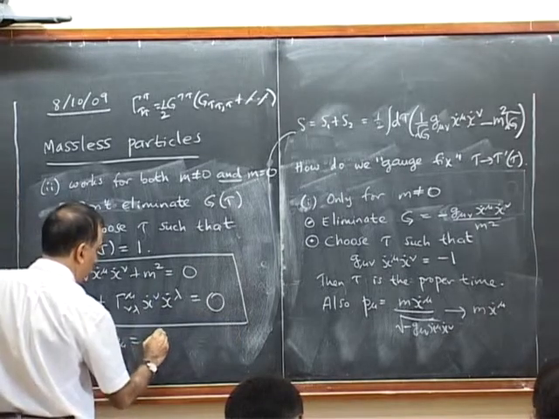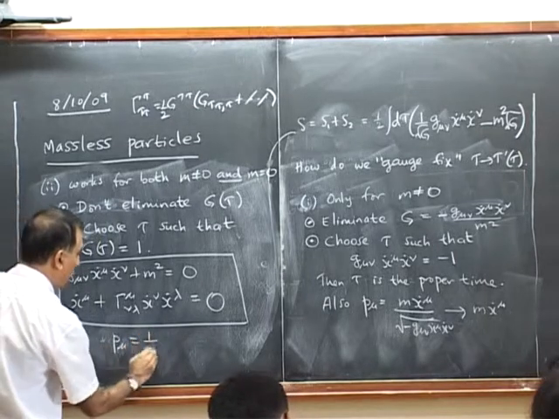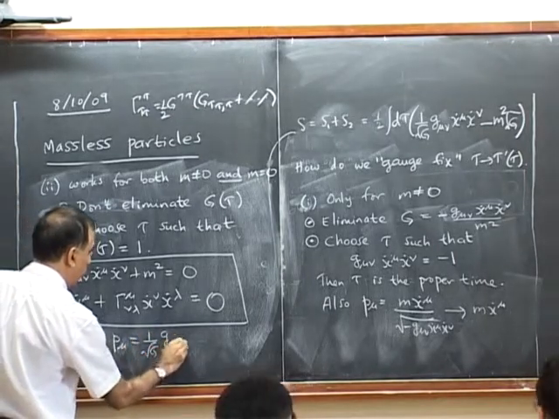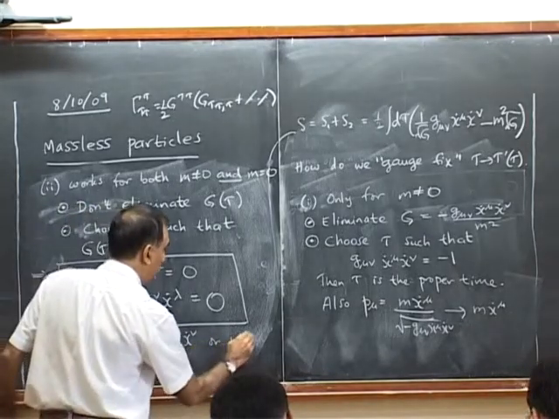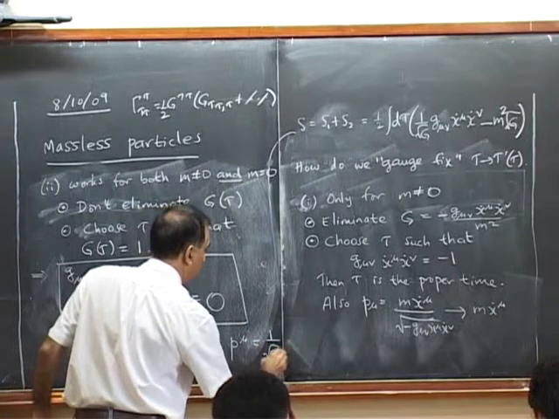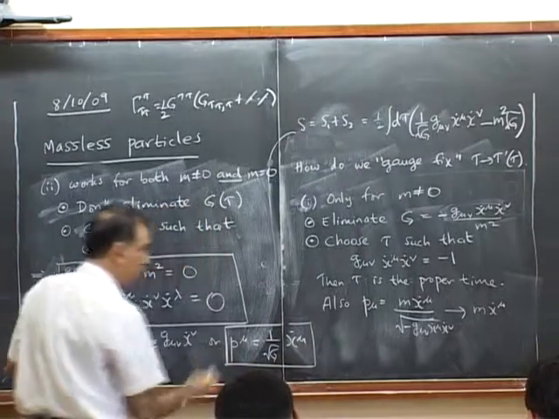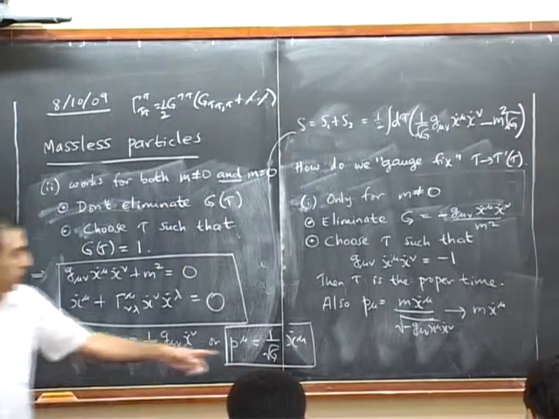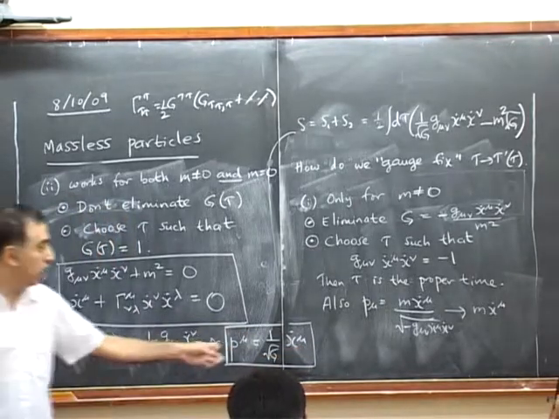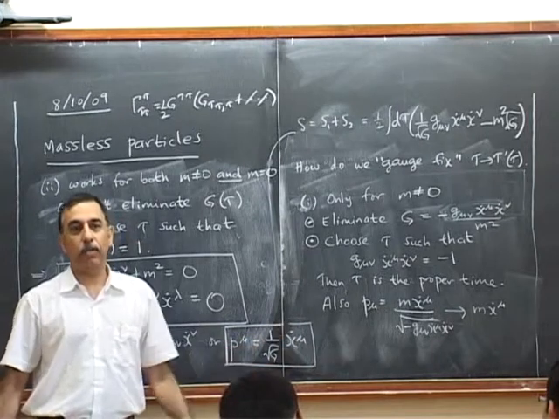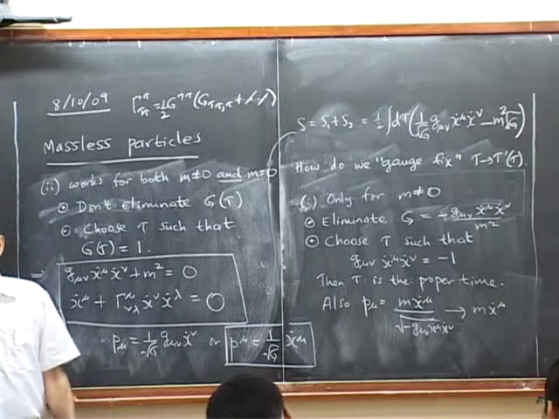Well, p mu, we saw that p lower mu was 1 by g times x dot mu, or if we work with p upper mu, it's even simpler, it's 1 by root g. Okay. So by setting g to 1, I've set p mu equals x dot mu. Notice that now the relation between p and x dot has nothing to do with the mass of the particle. P is just x dot.